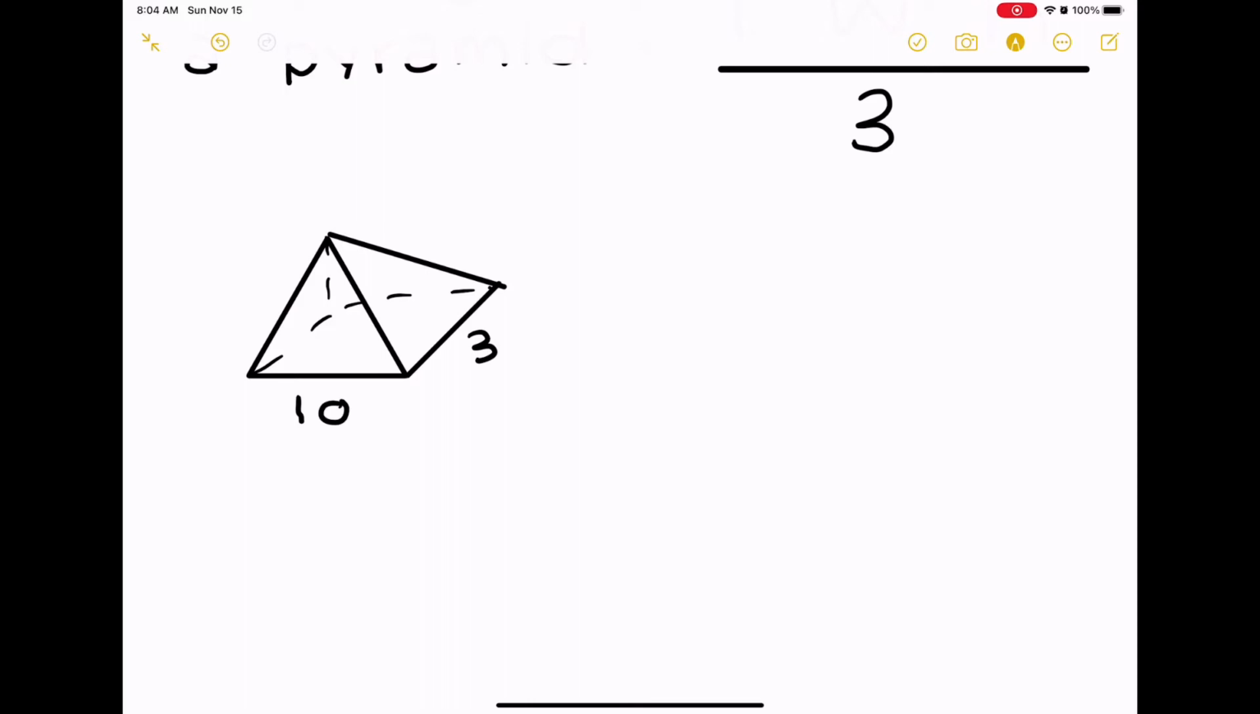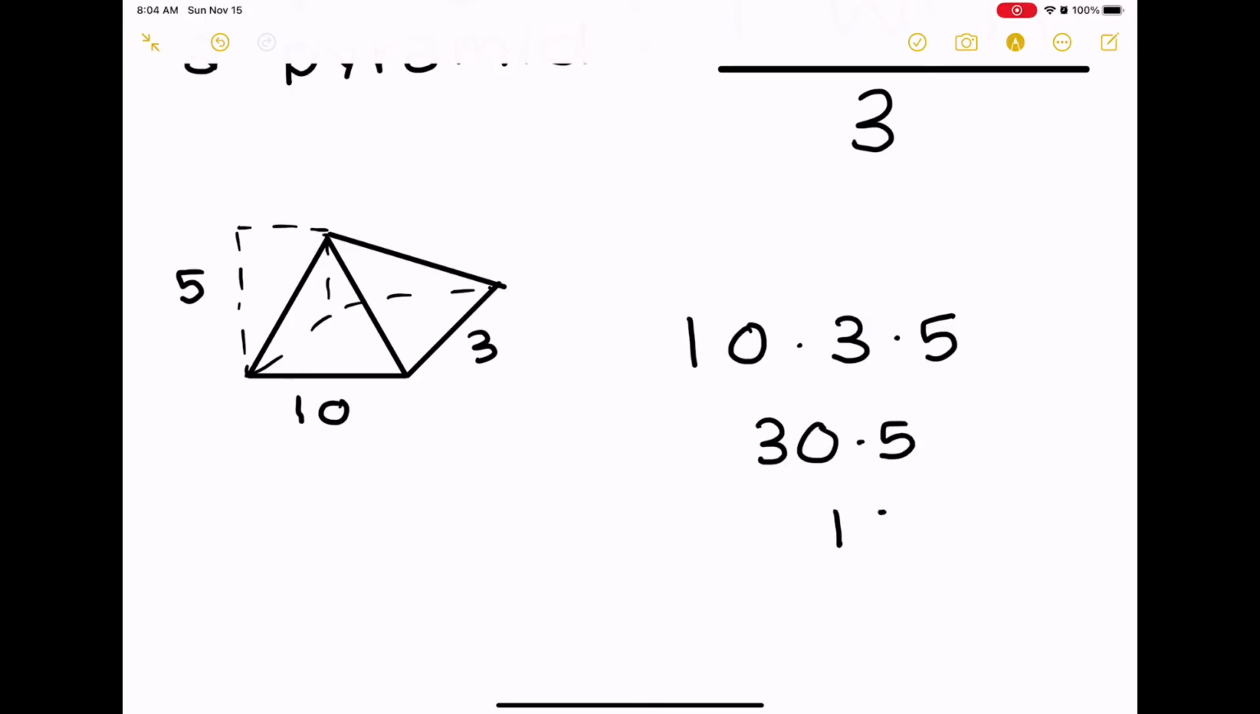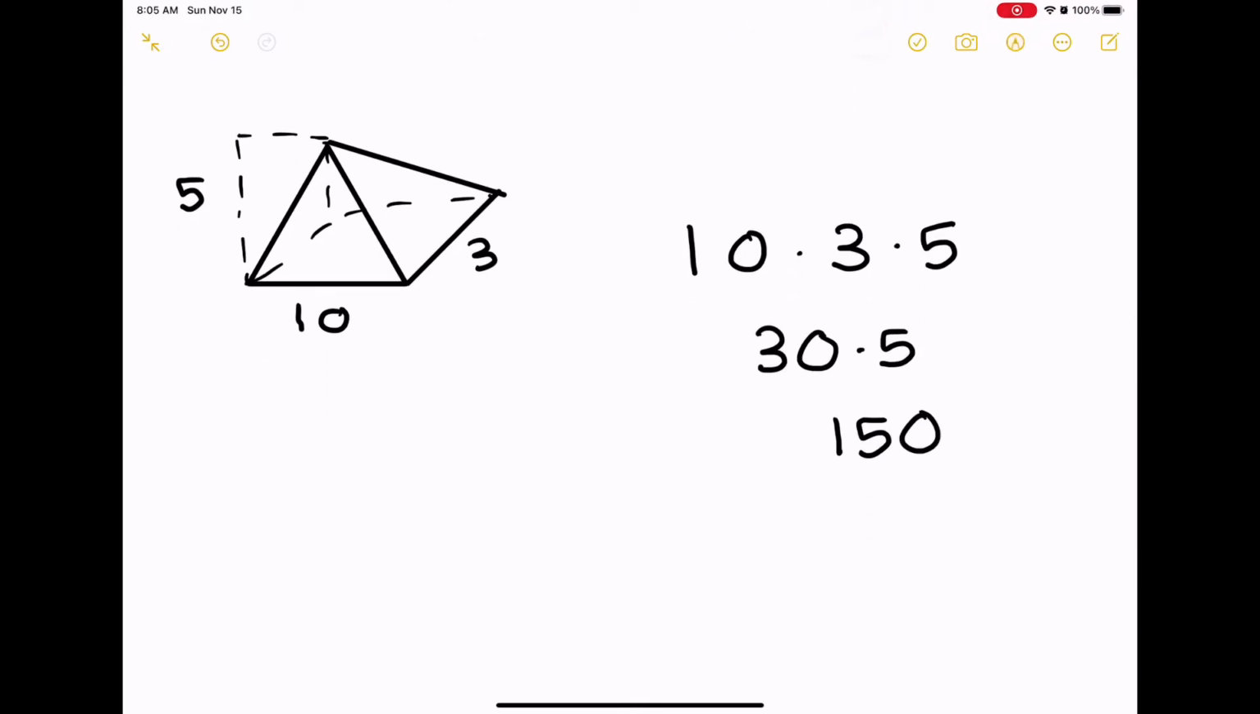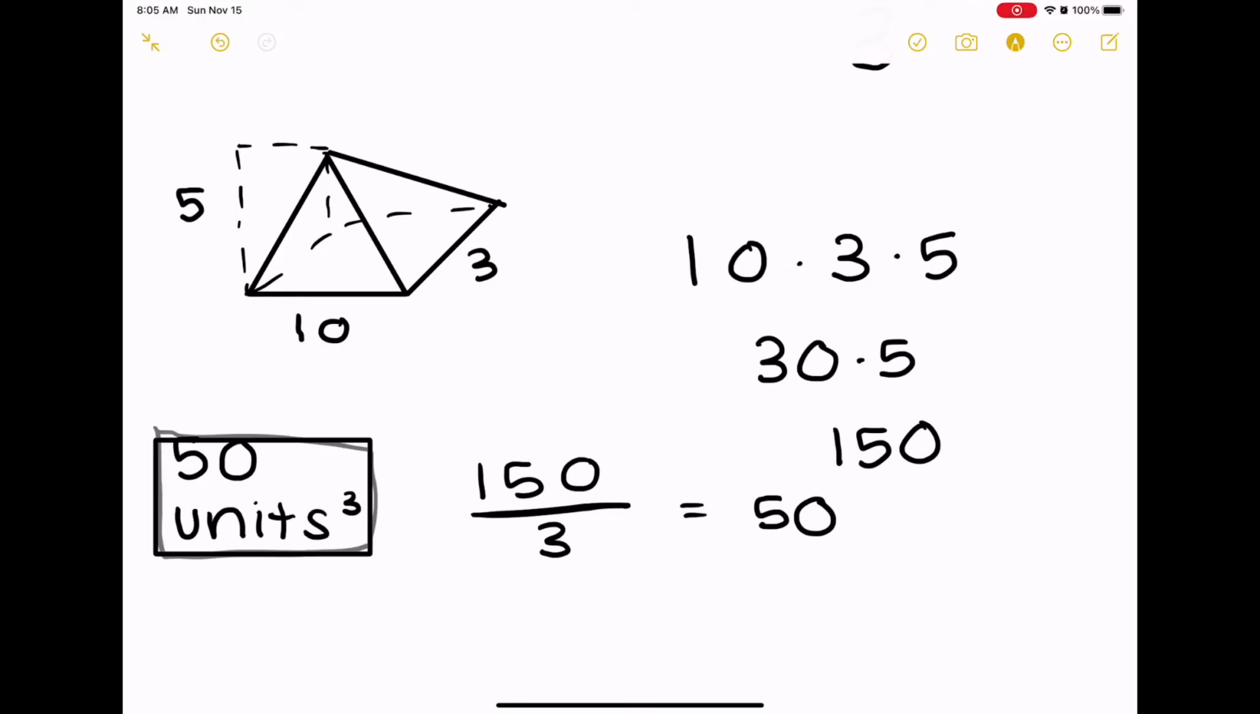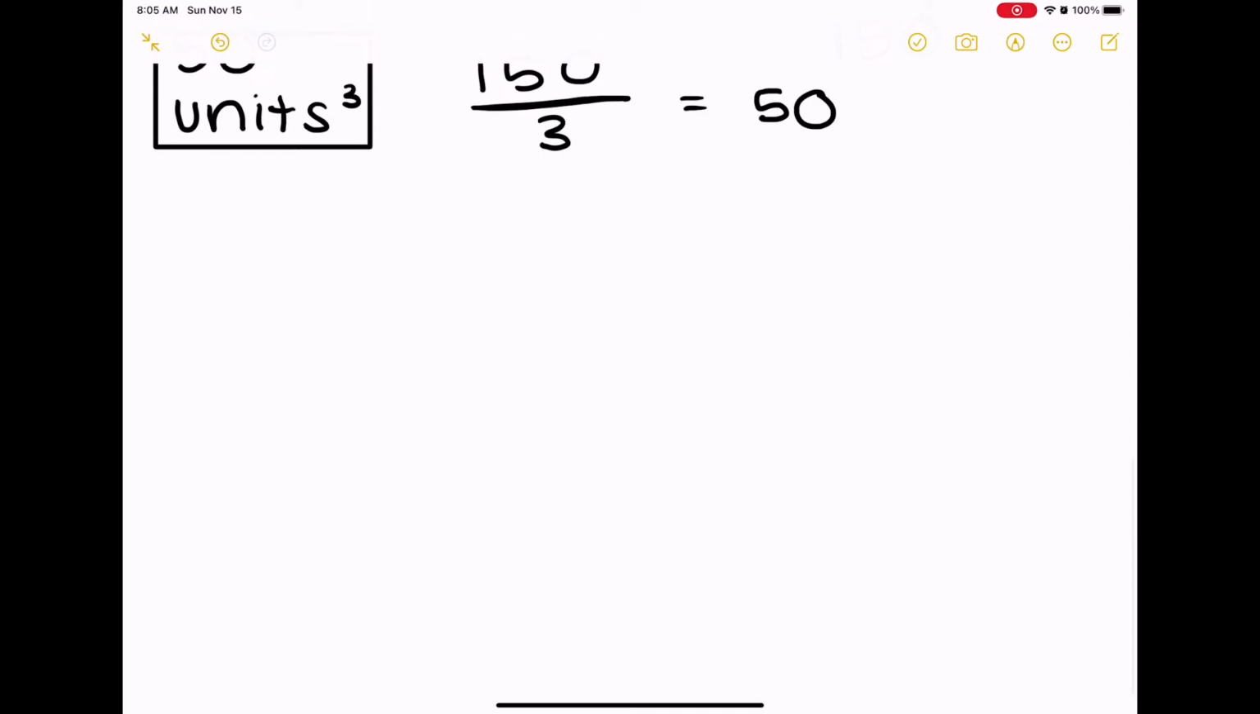So let's say this is 10, 3, and then the height is 5. So we can do 3 times 5 times 10, and we will get 150, and then if we divide 150 by 3, we will get 50, which is our answer, 50 units cubed. And remember, it's always cubed because it's in the third dimension and all of that. So now let's go on to another problem.